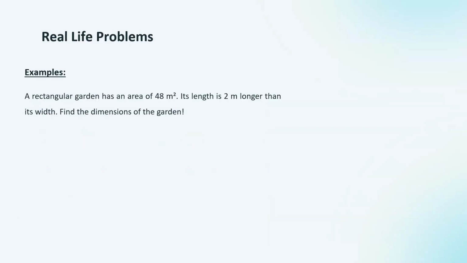So now let's try to look at some real-life problems, or usually it's called word problems. A rectangular garden has an area of 48 meters squared. Its length is 2 meters longer than its width. We need to find the dimension of the garden. Dimension means you need to find the length and also the width.